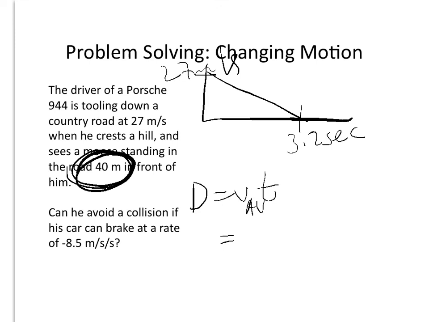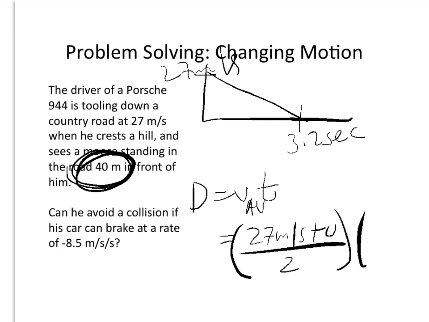So the thing that I want to do then is use my formula d equals v average times time, and v average we know is going to be 27 meters per second plus 0 meters per second divided by 2, and then times the 3.2 seconds that I just found. And when I go ahead and crank that out, I'm going to find out that that's about equal to 42, maybe 43 meters. So the answer to the question is going to be that, yeah, there is actually a collision between the car and the moose.